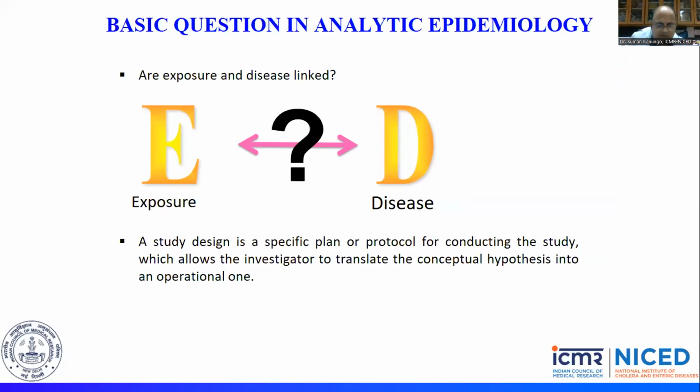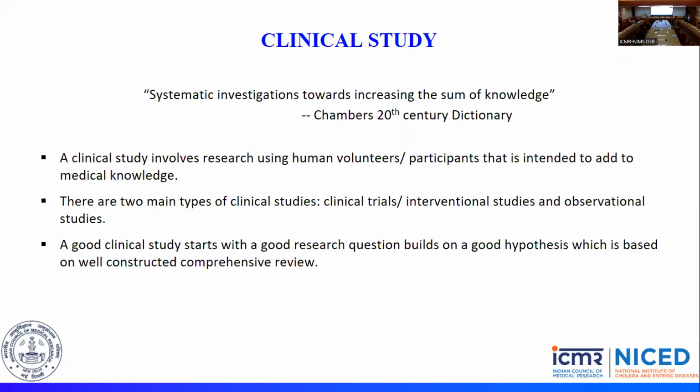So I come to the term hypothesis. This clinical study involves research using human volunteers and participants that is intended to add medical knowledge. There are two main types of clinical studies: one is the clinical trial or interventional studies, and the other is observational studies that we already talked about. A good clinical study starts with a good research question built on a good hypothesis, which is based on a well-constructed comprehensive view. In this context, I should say that good science is good ethics, and all research has to go through the ethical norms. One of the major points in ethics is a good clinical study, a good protocol.